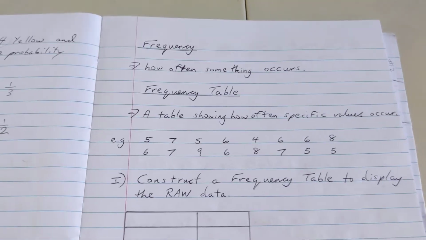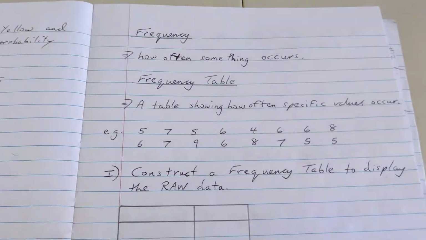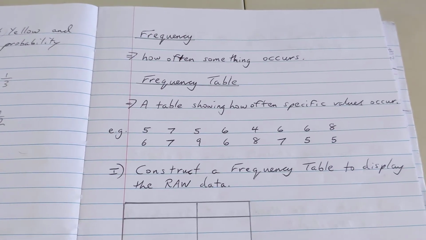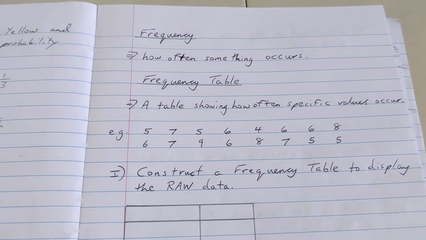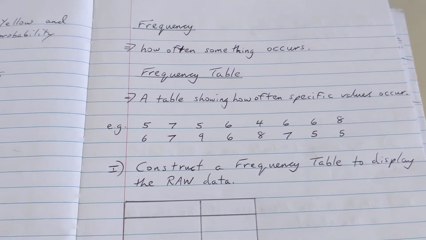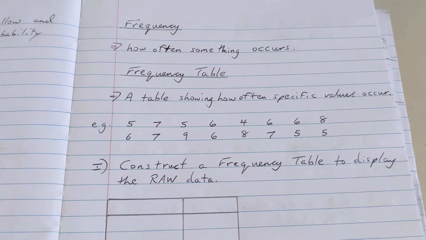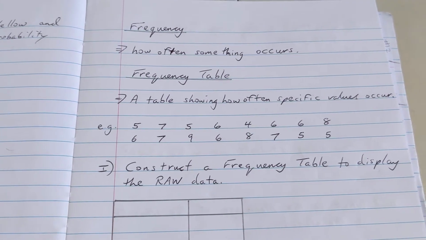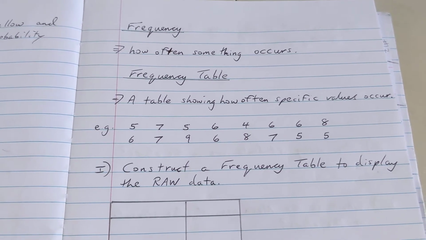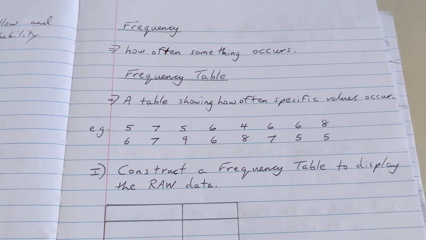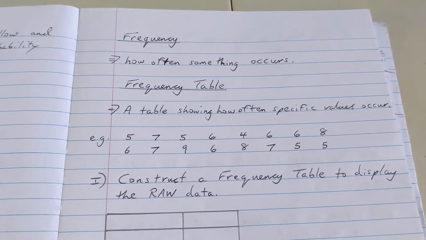So the next aspect of statistics that we're going to look at is frequency and frequency tables. So frequency, by definition, means how often something is happening, right? How often it's occurring. So a frequency table is just a table showing how often specific values occur, and it's directly related to the basic statistical diagrams, which we'll be jumping into a little bit after.